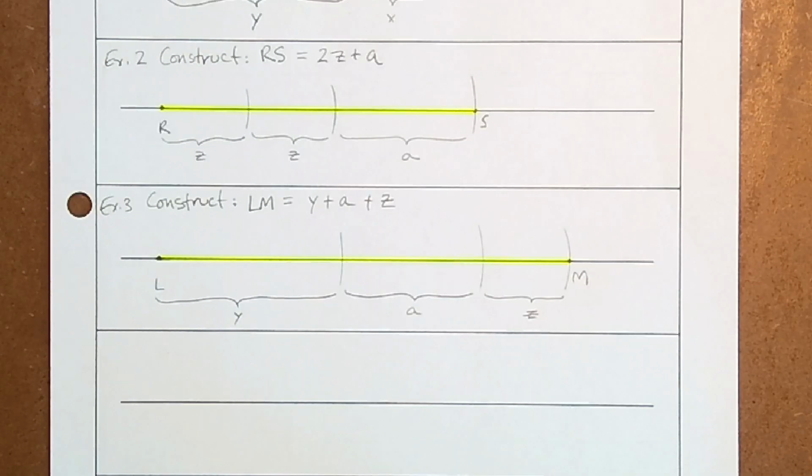So here's what you should have come up with here, right? Most of you did. So I started with my point L, and then again, I'm just building left to right. Y plus A plus Z. Okay, all right. Let's do another one.